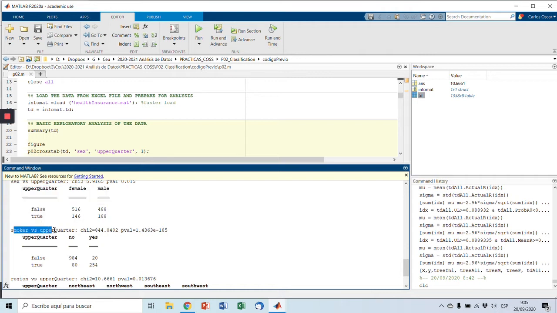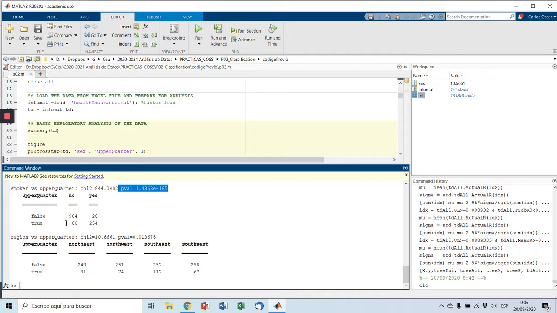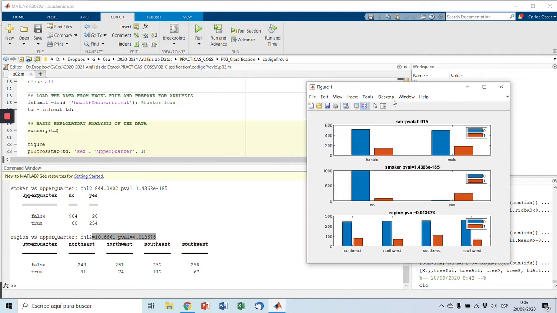Then whether being a smoker or not makes you be in the upper quarter: this has an extremely low p-value, so there is a very important relationship between the two. And then the region, it also seems that there is a dependence on the region. We can see this information graphically.